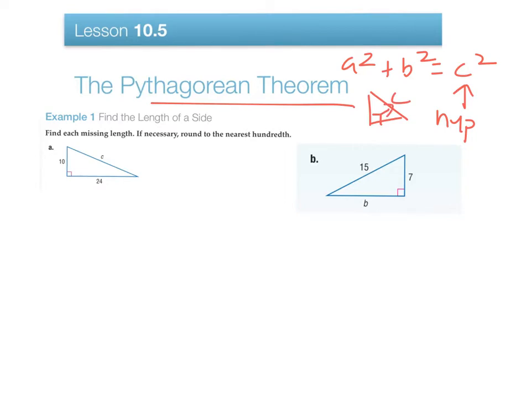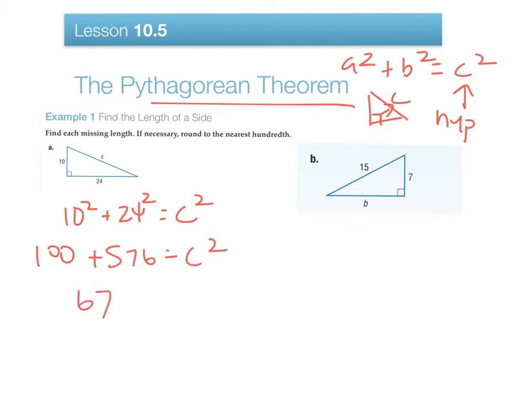So when we look at this, we're going to solve. We're going to put 10 squared plus 24 squared equals c squared. That's the formula. When I do the math, I'm going to get 100 plus 24 squared, which happens to be 576. 576 equals c squared. When I add those, I get 676, and to solve, I'm going to take the square root.